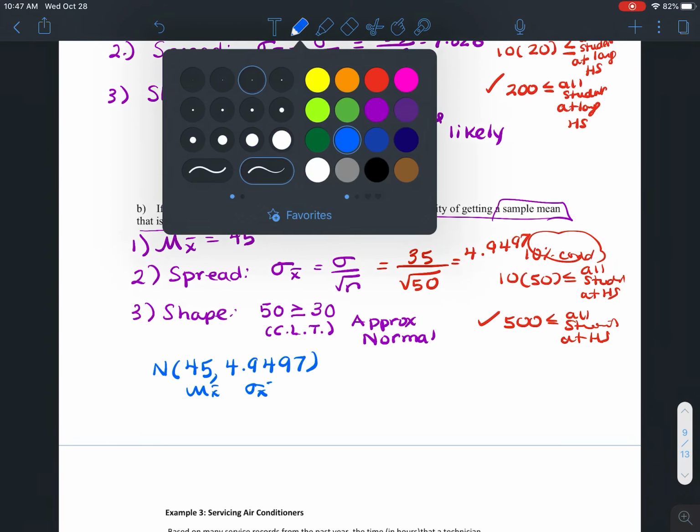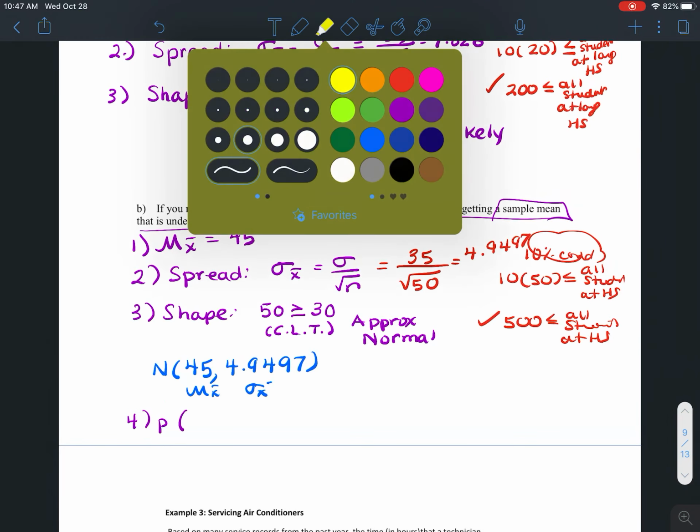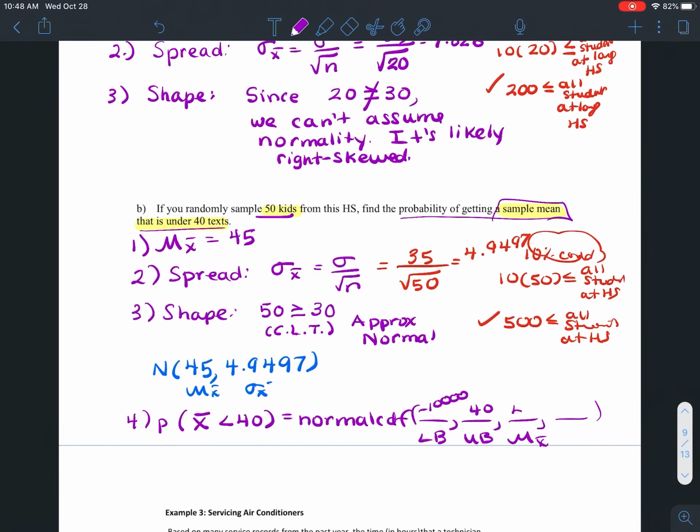All right, so now the question, part 4 here. We're looking for what's the probability, now read this closely here, of getting a sample mean, that means an average, of under 40 texts for a sample of 50 kids. So I'm looking for what are the odds that an average, X bar, is less than 40. Okay, so I'm going to do normal CDF. We're going to go negative 10,000 to 40. The mean is my 45, and the standard deviation is that 4.9497.